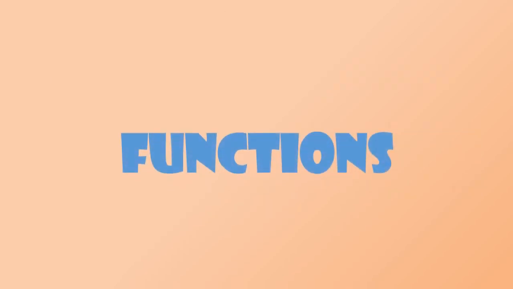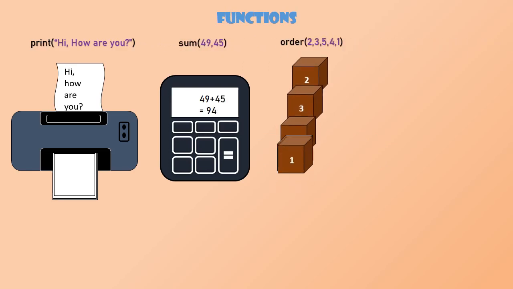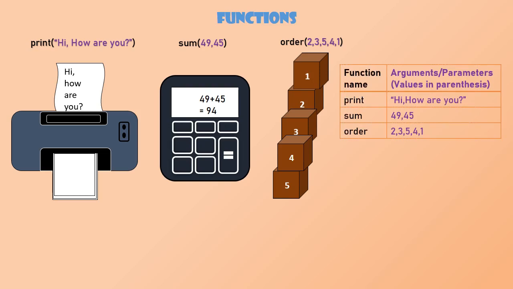Now let's talk about functions. Basically, functions are the tasks we want to be performed on our data. It can be printing the data, adding it or arranging it in an order. A function statement has two components. The one in black outside the parenthesis is the function name, and the one in purple inside the parenthesis is referred to as arguments or parameters. Arguments or parameters contain the data on which the function has to be performed and other values too.